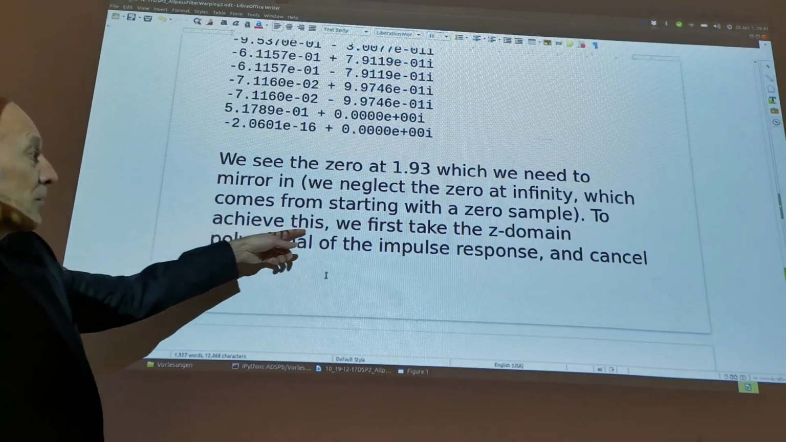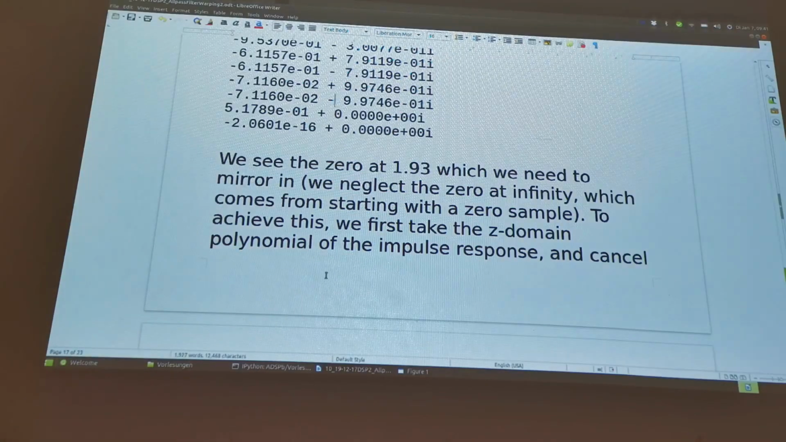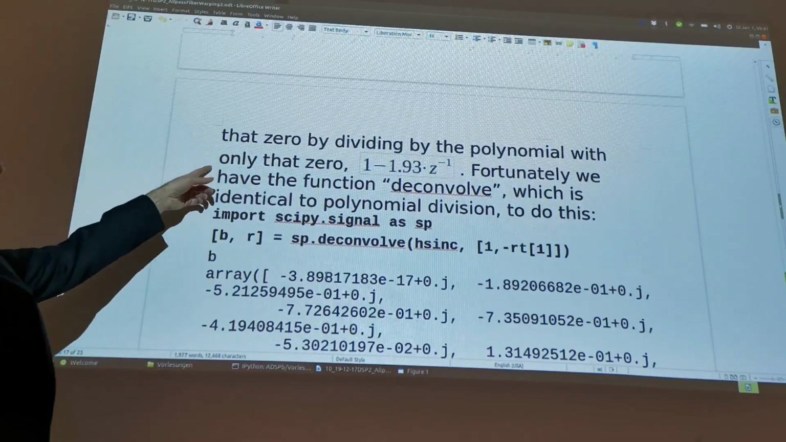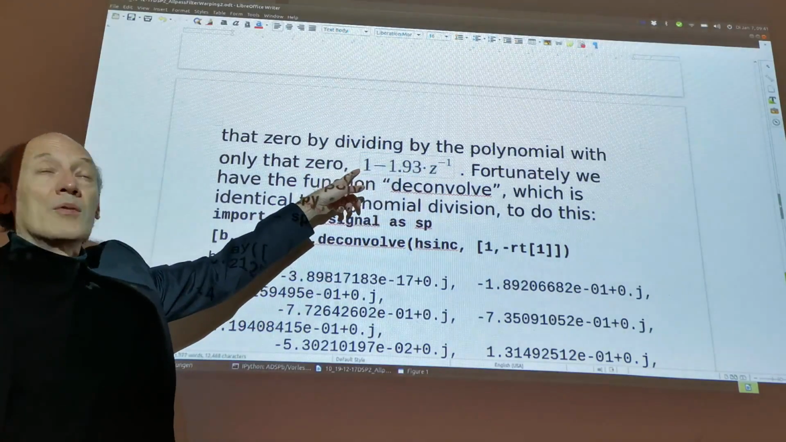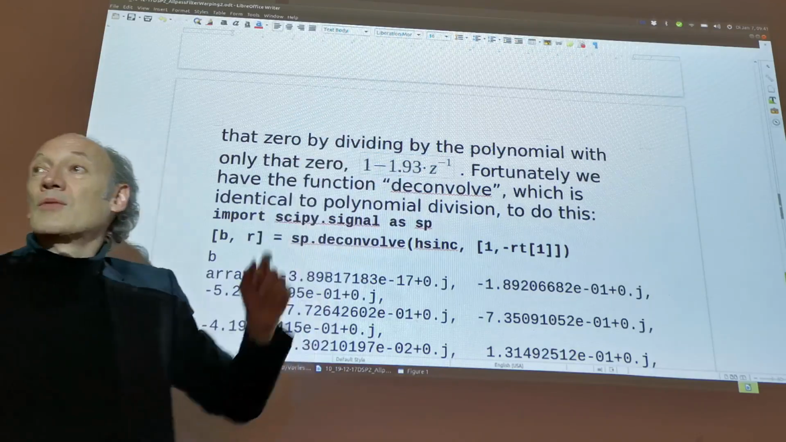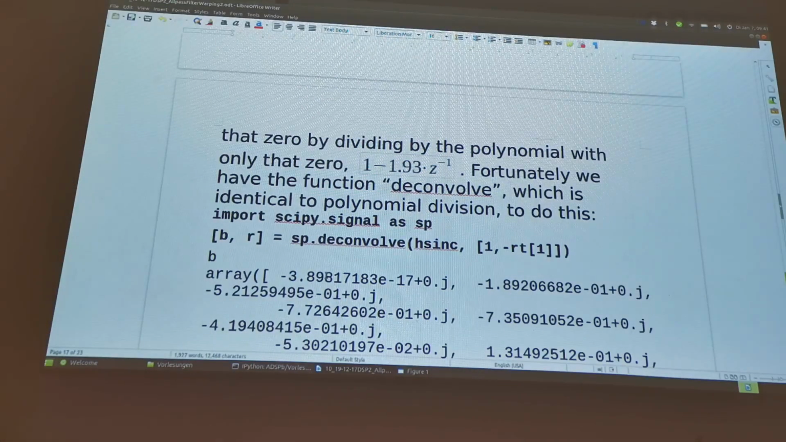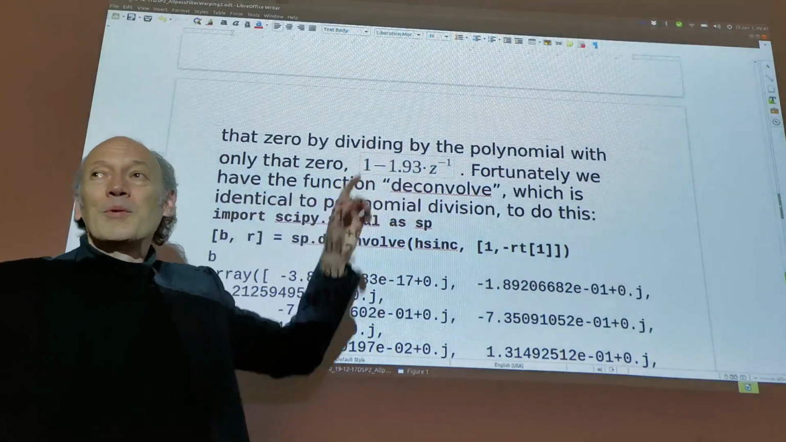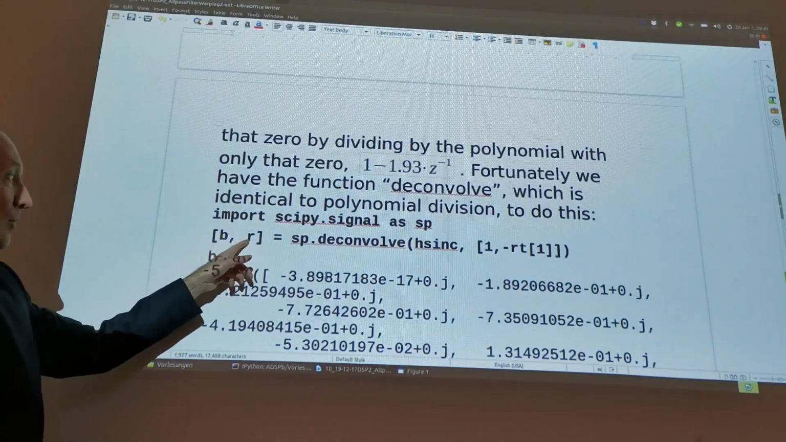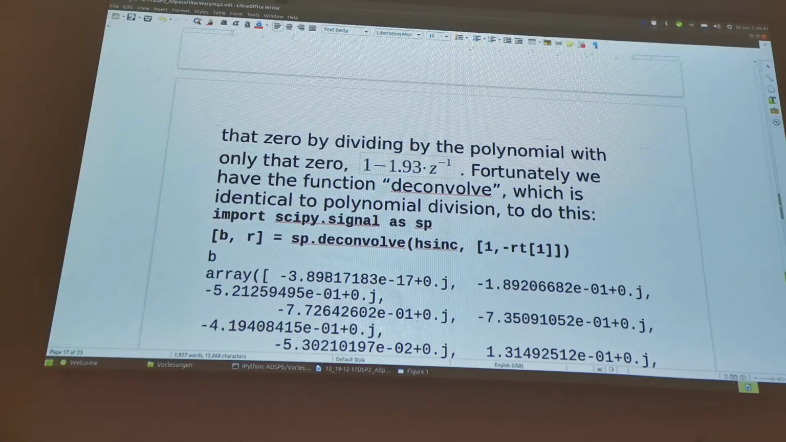So to achieve this, we first take the z-domain polynomial of the impulse response and then cancel the 0 outside by dividing by the polynomial which has only that 0. Here you can see a polynomial which has only this outside 0. If z is equal to 1.93, then we have 1 minus 1 is 0. So we have a polynomial which has a 0 at this point. If we divide by this small polynomial, then we put a pole at the location of the 0 and it cancels. So the result polynomial should have no remainder, and it should be a shorter polynomial which doesn't have this outside 0. Make sense? So this is what I do here.